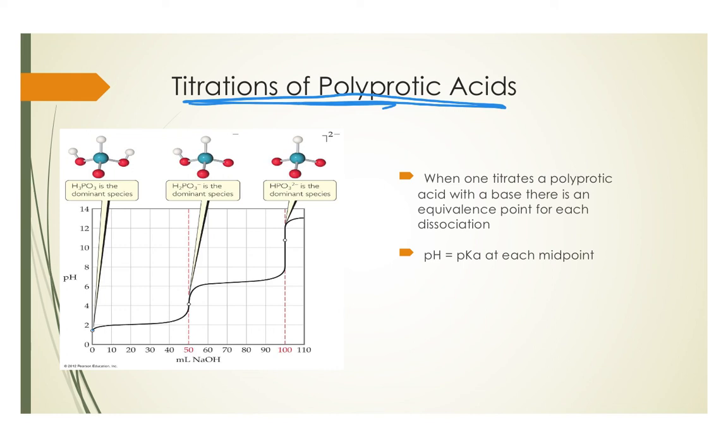Okay, so for this particular thing, when you titrate a polyprotic acid with a base, there's an equivalence point at each dissociation. And so you can actually, again, find out the pKa for each of these dissociations by looking at what is the pH at the midpoints. Okay, so it might be something like that. So 10 to the negative second, 10 to the negative 6.5, and up here 10 to the negative 14 or something like that.